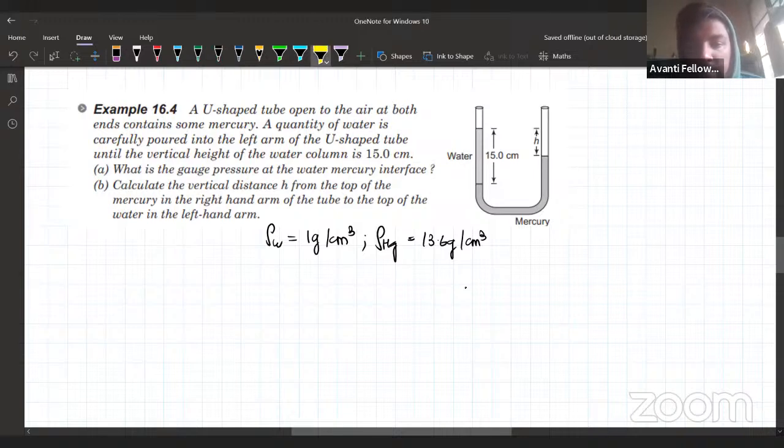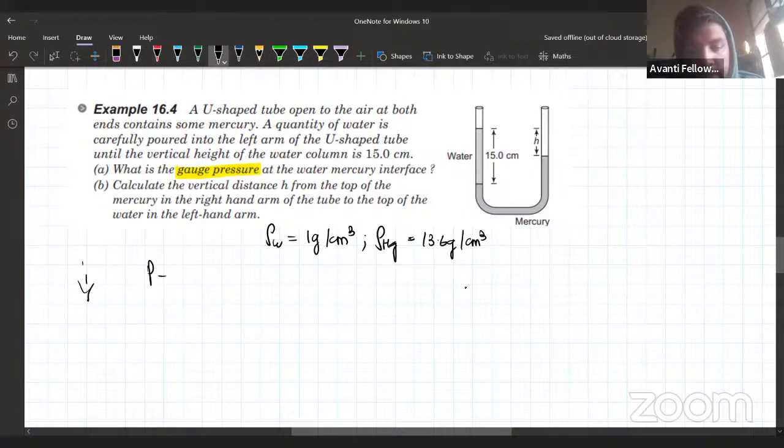What is gauge pressure? I told you in the beginning, in the recall time, that gauge pressure just excludes the atmospheric pressure, due to the liquid itself. That is called gauge pressure. So let me solve the first part.